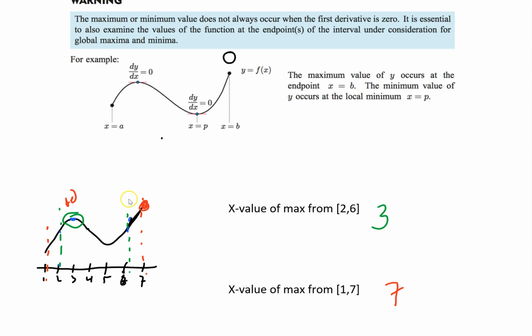And that's the thing we have to watch out for. When we set the derivative equal to 0, we find the relative maximum, and a lot of times that is the max, sometimes it's not. It's all about what our interval is.